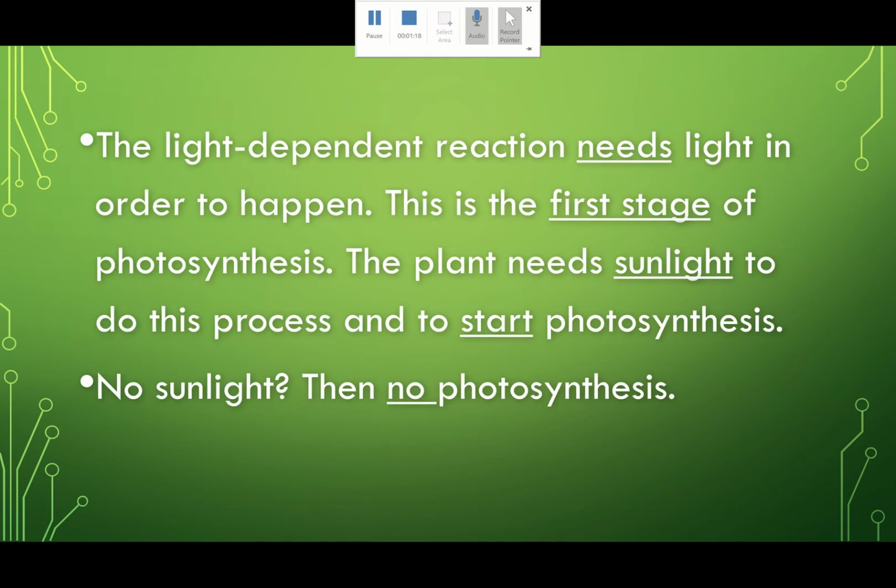So for this, the light dependent reaction is going to need light in order to happen. It depends on light. This is the first stage of photosynthesis. Sometimes this is even called the light reaction. The plant is going to need sunlight to do this process and to start photosynthesis. Remember, sunlight was one of our main reactants, one of our 3. It was sunlight, carbon dioxide, and water. So the plant's going to need the sunlight in order to start photosynthesis. If there's no sunlight, then there's going to be no photosynthesis because we can't start the light-dependent reaction.